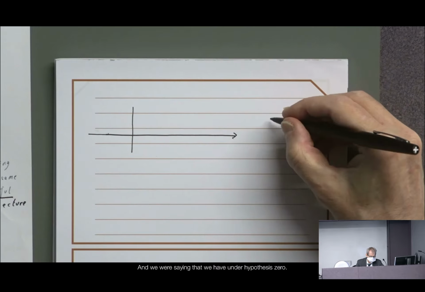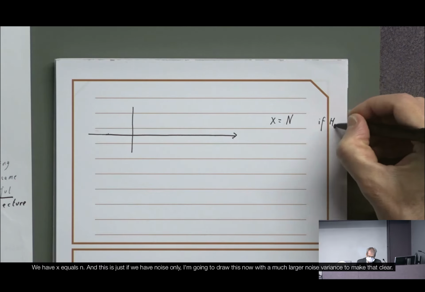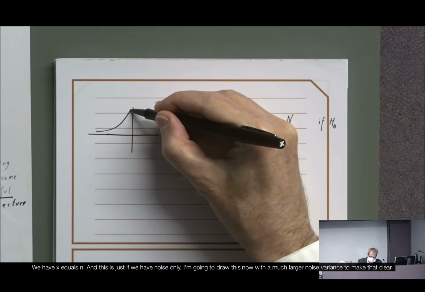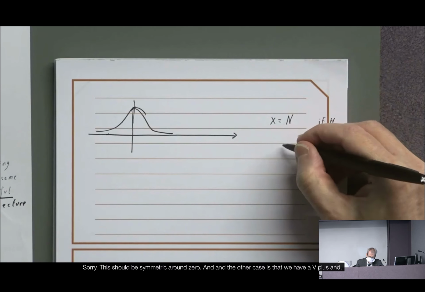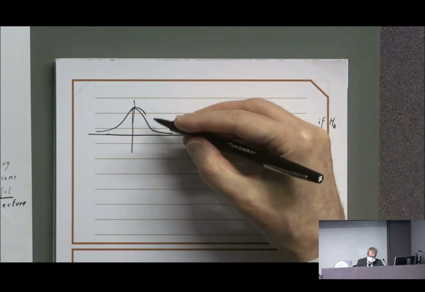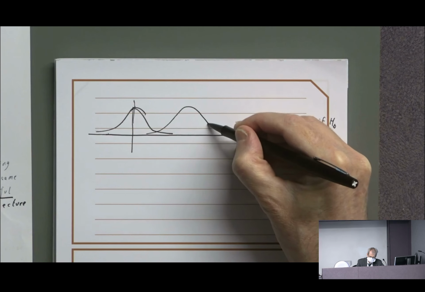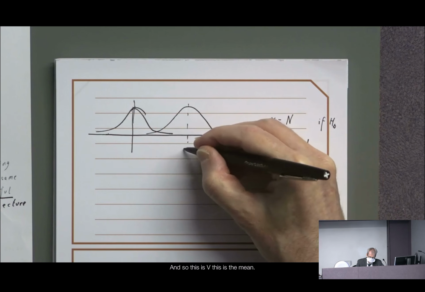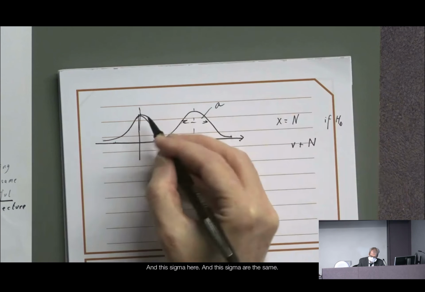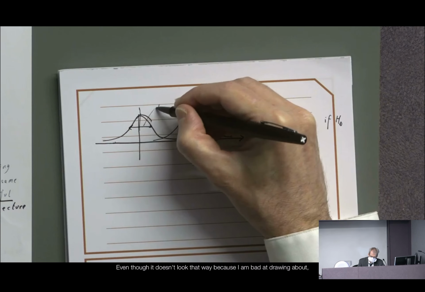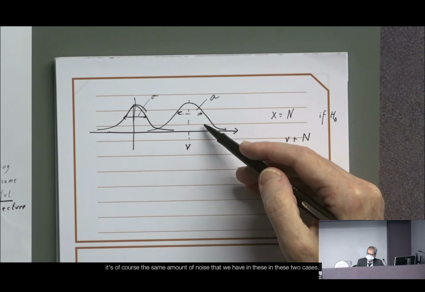Under hypothesis 0, we have x equals n, and this is just if we have noise only. I'm going to draw this now with a much larger noise variance to make the example clear, so this should be symmetric around 0. The other case is that we have v plus n, and I'm going to draw this now with a sort of overlap here. So this is v, this is the mean, and we have a Gaussian variation around it. And this sigma here and this sigma are the same, even though it doesn't look that way because I am bad at drawing, but it's of course the same amount of noise in these two cases.